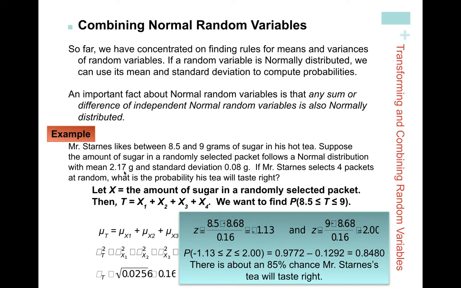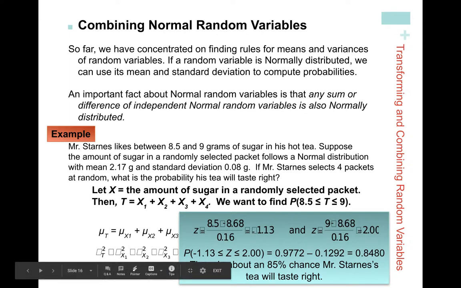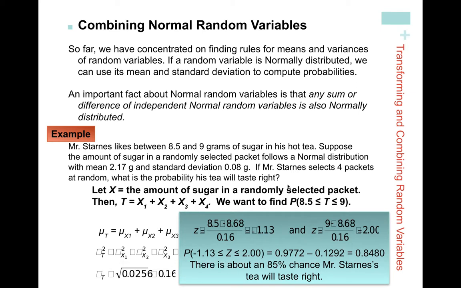Well, you just add 4 of these together or multiply by 4, which will give you 8.68. But with the standard deviation, we're not just going to add 4 of these. We're going to square this, add 4 of those variances, then take the square root of that sum of those 4 variances, and you're going to get 0.16. And from there, it's a simple normal probability calculation.